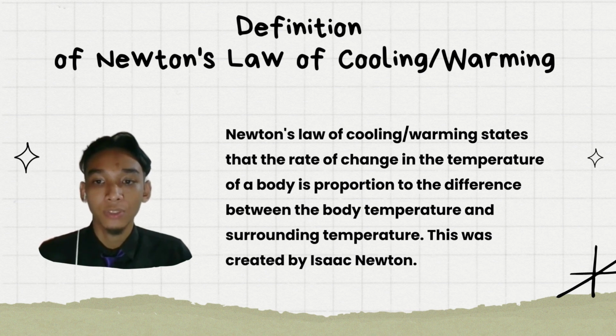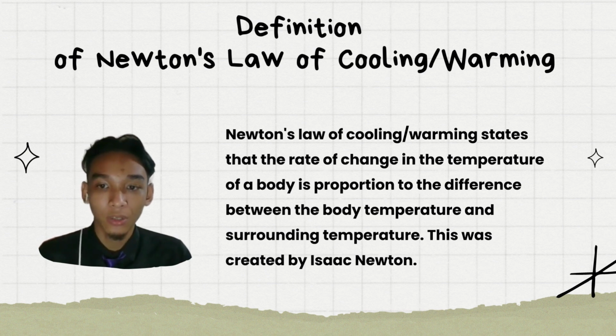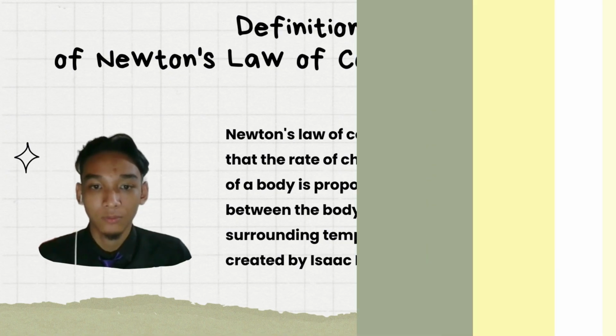Definition of Newton's law of cooling or warming. Newton's law of cooling or warming states that the rate of change in the temperature of a body is proportional to the difference between the body temperature and surrounding temperature. This was created by Isaac Newton.